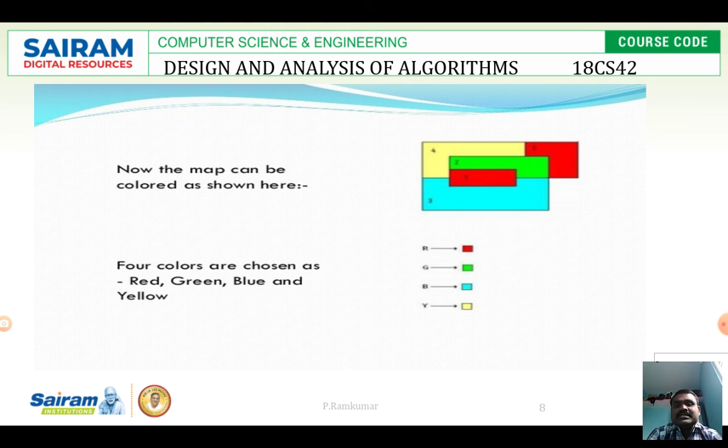Now consider this. The map can be colored as follows: red color, green color, blue color, yellow color. There are 4 different colors chosen. Look into it. First, red color has been marked on non-adjacent parts: 1 and 5 have been colored with red. The second part is colored with green. The third part is colored with blue. The fourth part is colored with yellow.